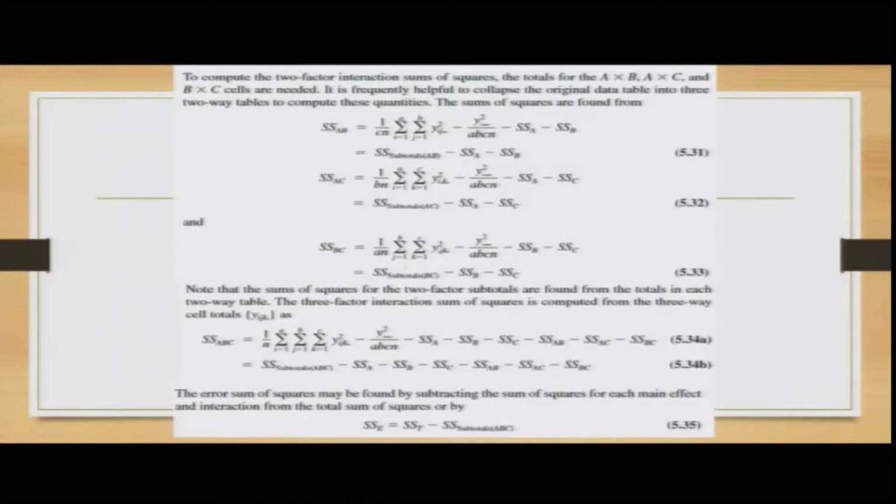It is frequently helpful to collapse the original data table into two-way tables. So, consider this, when there were two factors A, B and N, it was a matrix and it was a cube sort of thing, and you took the slices. If you are taking the slice along the vertical as I am showing, then if I am measuring A along this direction, I keep A fixed, and summing up for all the slices would mean I am summing up for B and also the second factor for N.